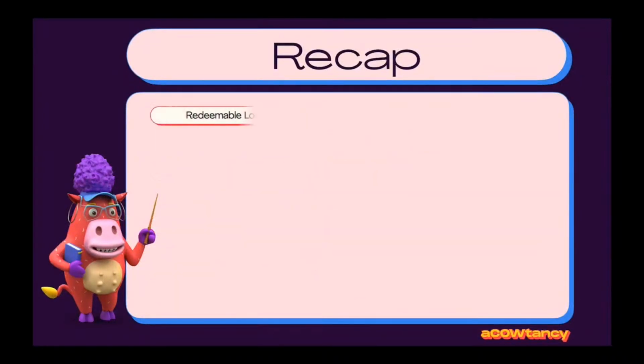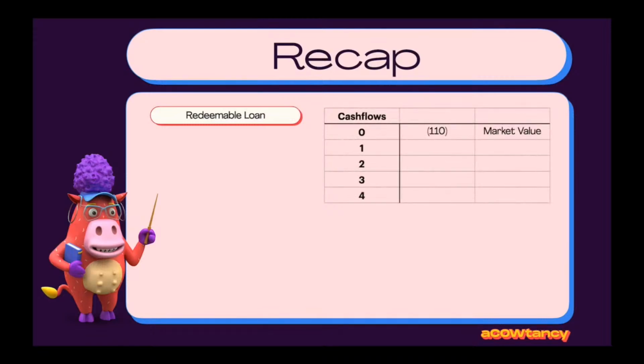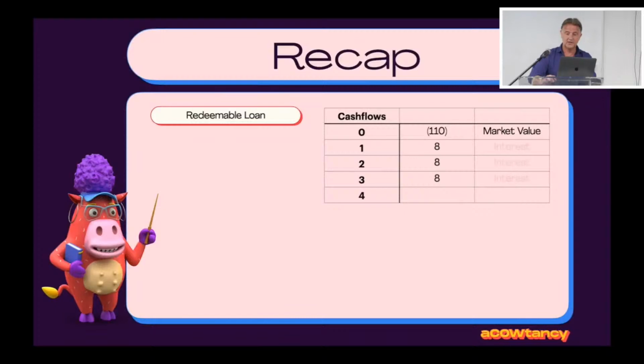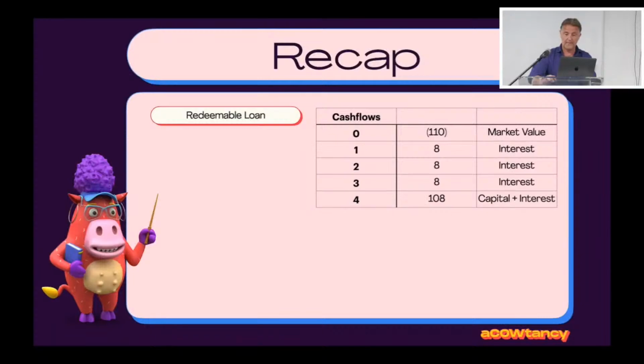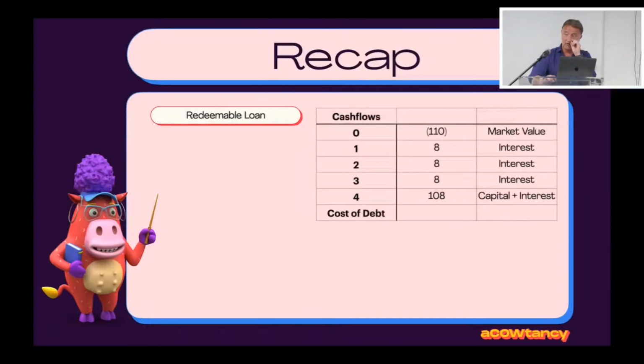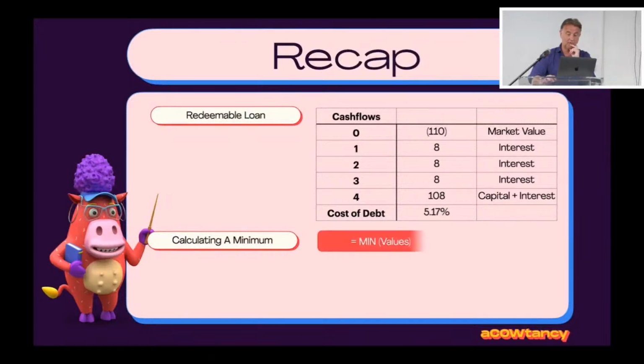If you wanted to calculate the cost of redeemable debt, you would write out all the years, starting with a negative market value, followed by interest for all the years, and then in year 4 you'd put in capital plus interest. Then to calculate it all you'd use your IRR function. Good. And how do you calculate the minimum of a range of values? MIN, your values, whatever values you want to know the minimum of.